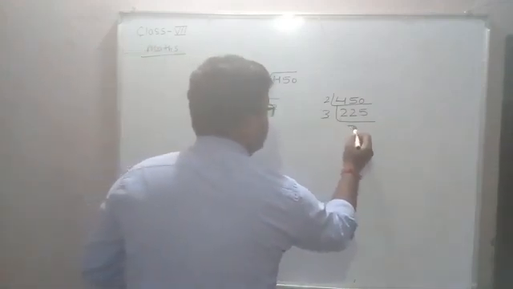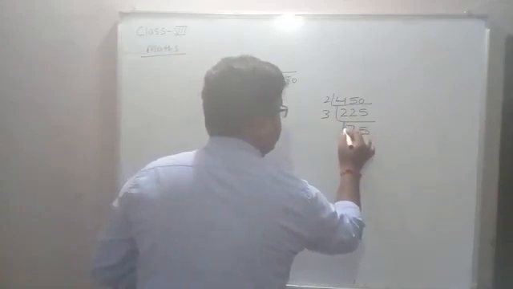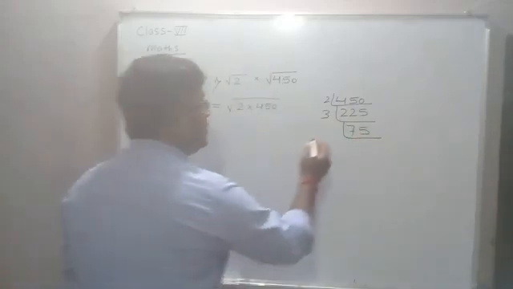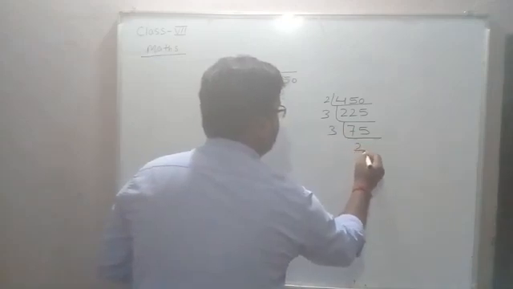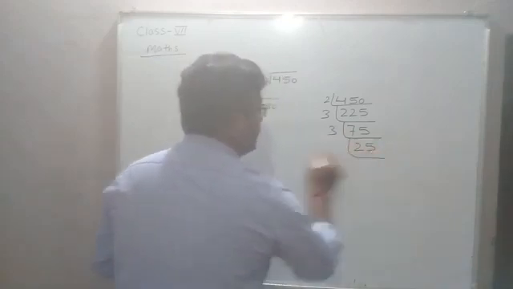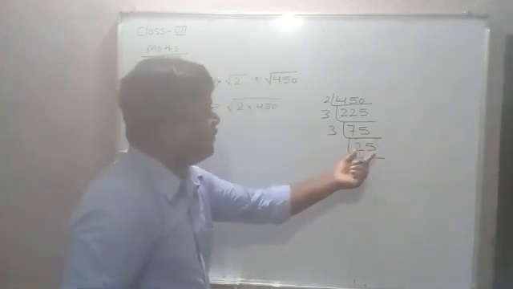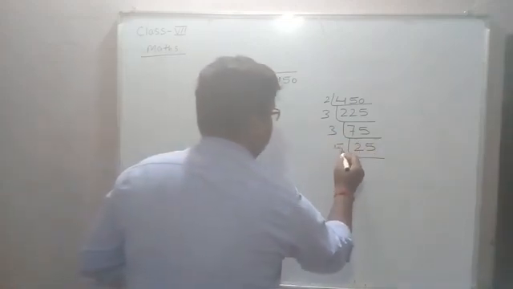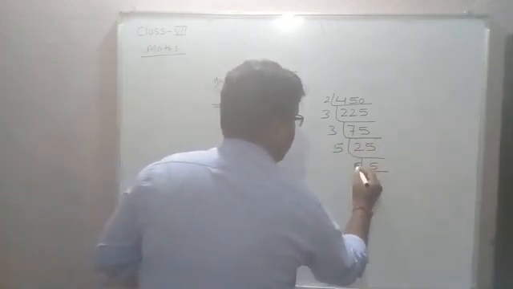3 7s are 21, 3 5s are 15. Again it can be divided by 3. 3 5s are 15. Now it cannot be divided by 3 because it is 25, so it will be divided by 5. 5 5s are 25, 5 1s are 5.